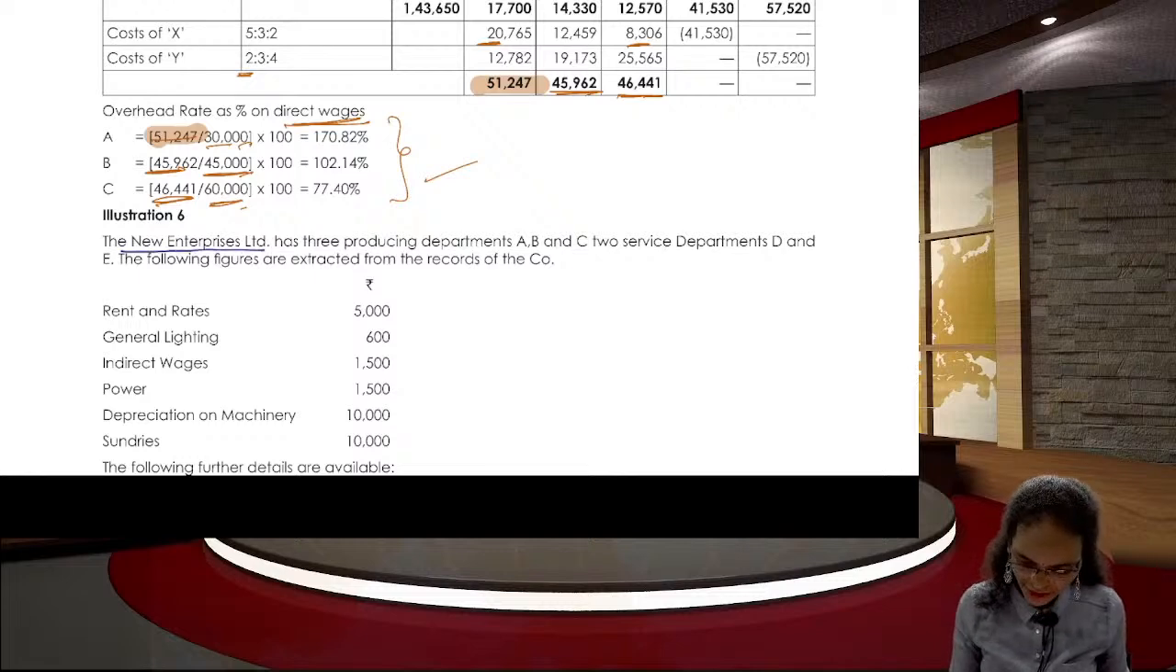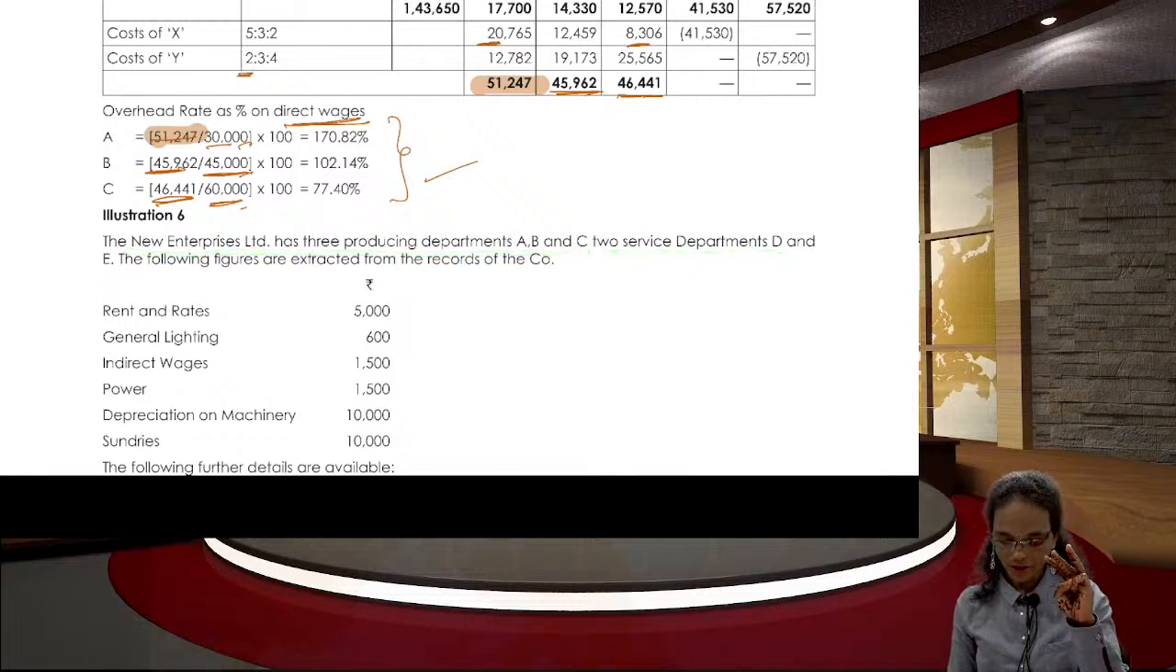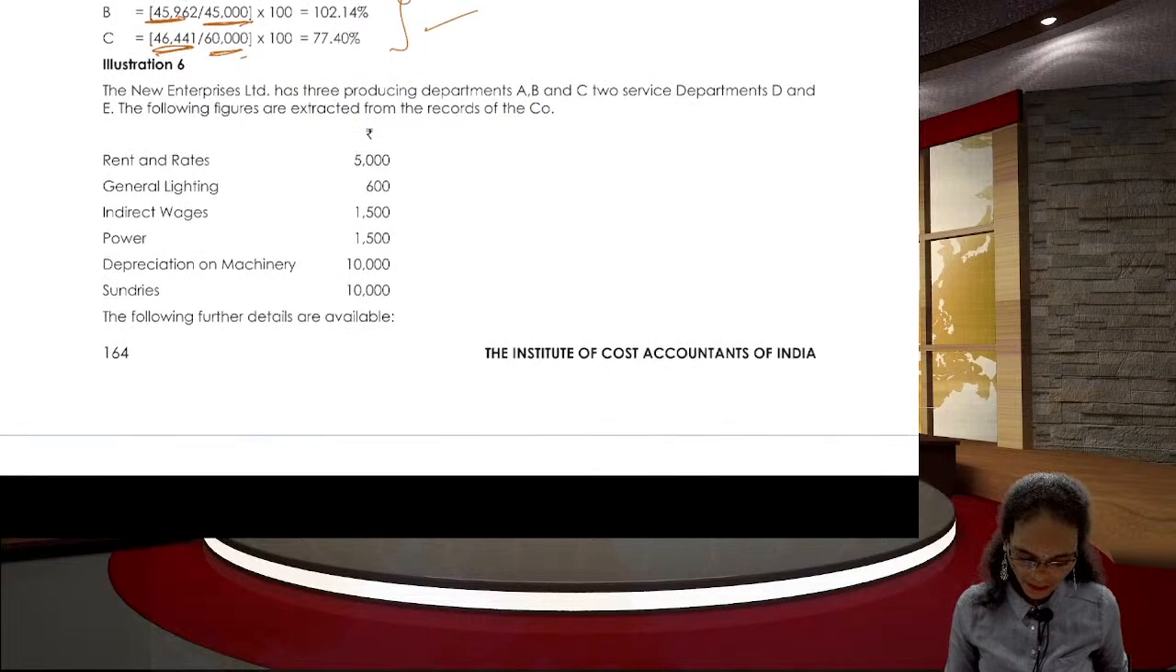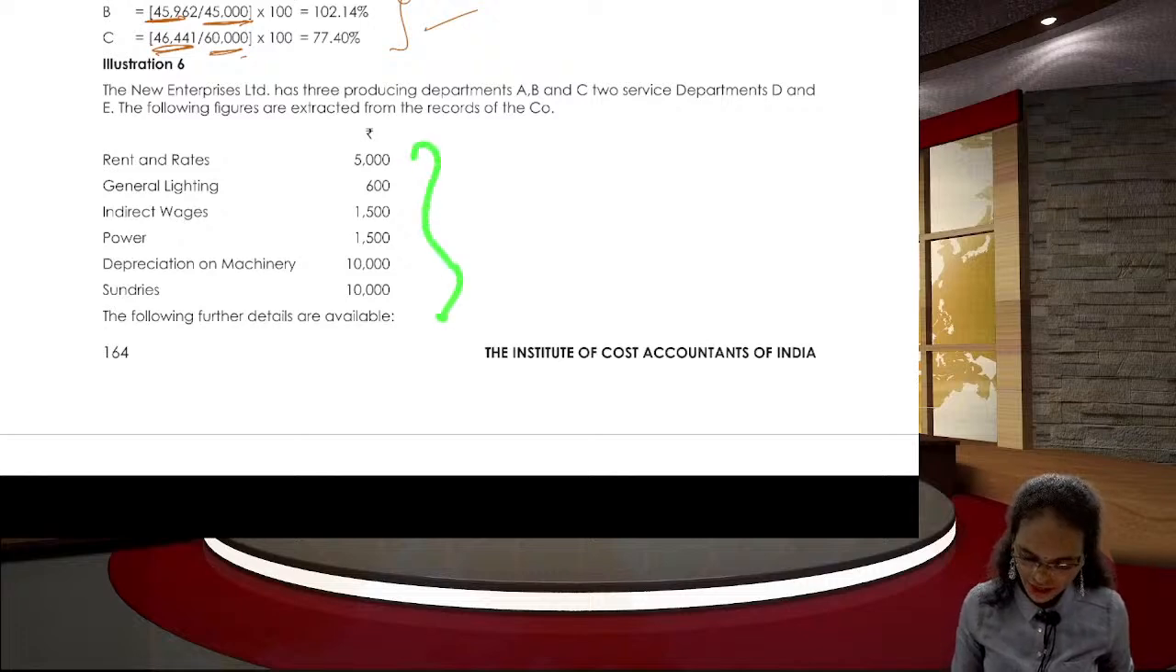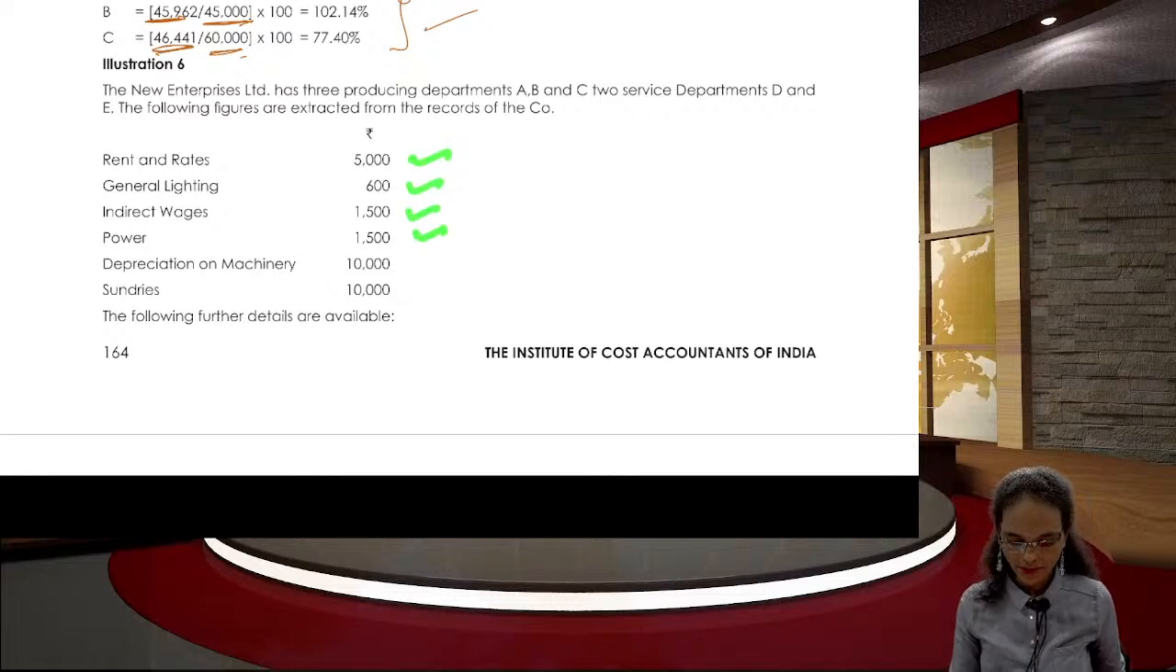The New Enterprise Limited has three producing departments A, B and C, and two service departments D and E. There are three production departments and two service departments. The following figures are extracted from the records. What is the information given here? This is the information given. Rent is paid this much, general lighting, indirect wages, power, depreciation on machinery, sundries. See, this is the expenditure incurred.